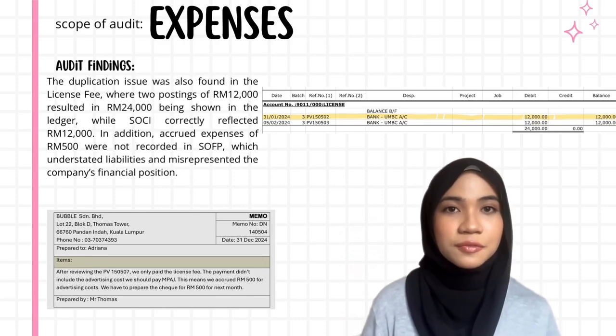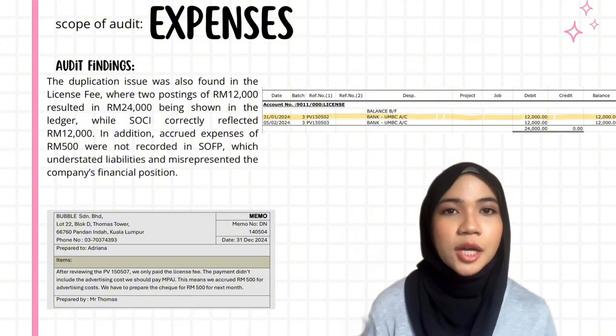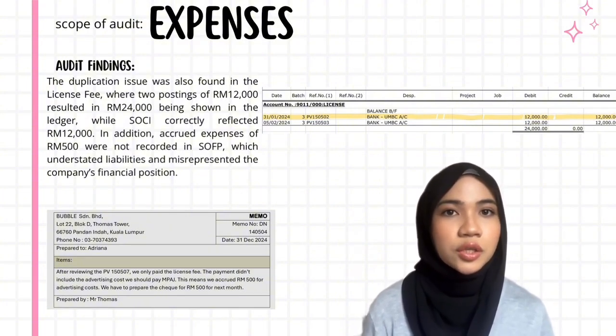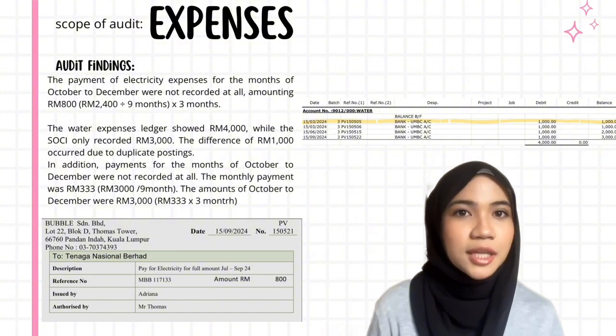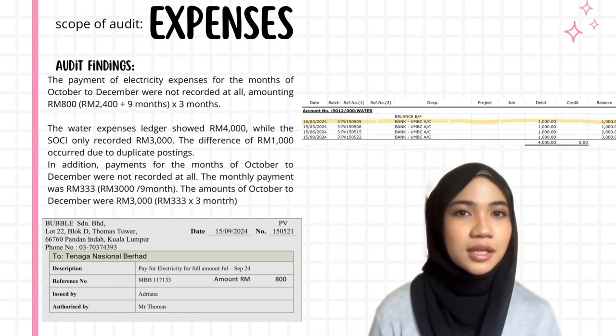In addition, the license fee was duplicated at RM24,000 in the ledger compared to RM12,000 in the SOCI, and accrued expenses of RM500 were not recorded. The adjustment required is to reverse the duplicate RM12,000 and recognize RM500 as both expense and accrual. Electricity expenses for October to December amounting to RM800 were not recorded, and water expenses for the same period totalling RM3,000 were also omitted. This must be recognized together with accruals to reflect outstanding liabilities.